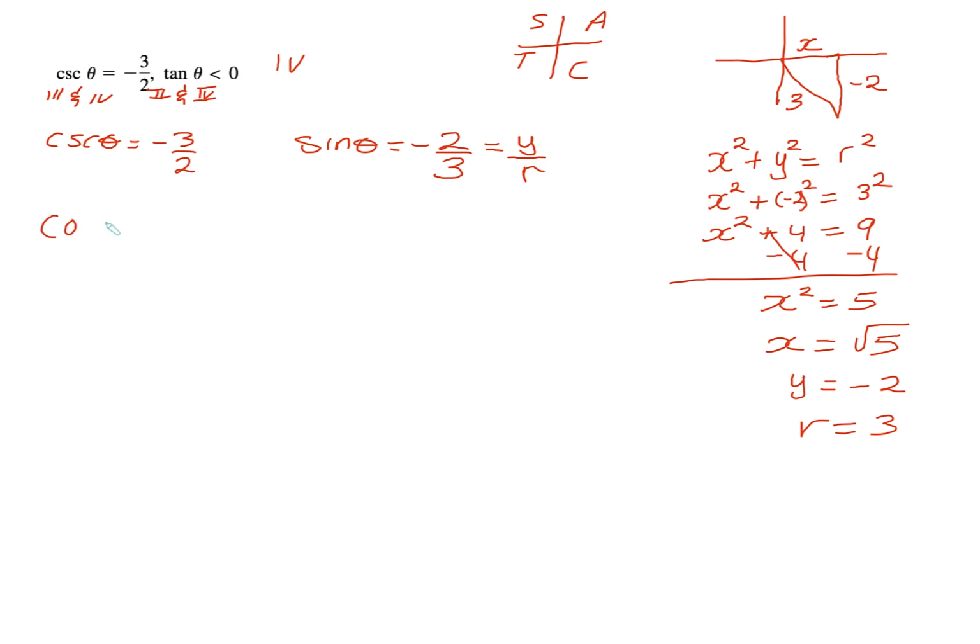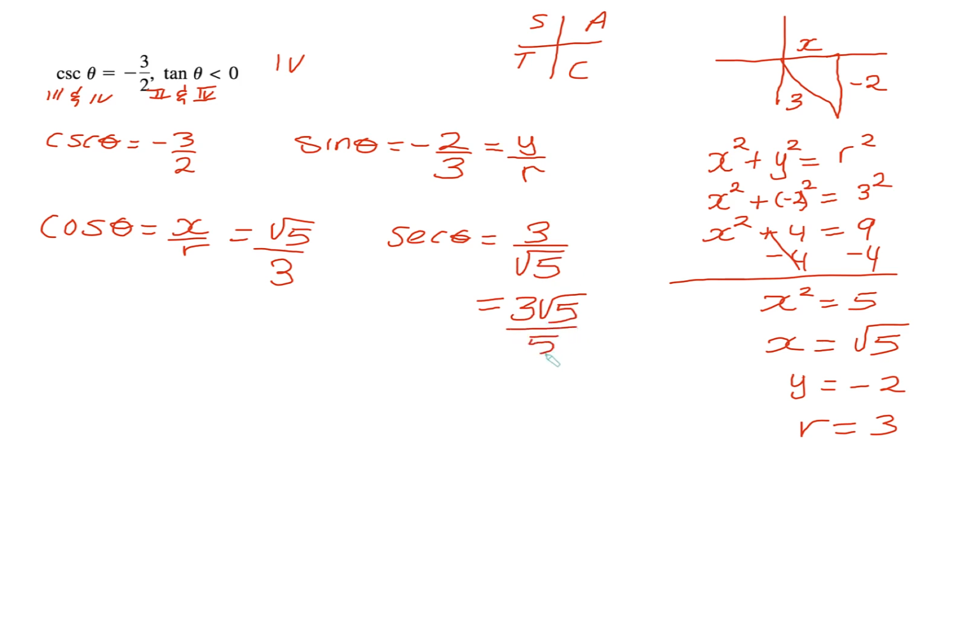So let's find cosine. Now I know cosine is x over r, so that would be square root 5 over 3. Because remember, over here, cosine is positive. I can find secant theta, which will be the reciprocal. That would be 3 over radical 5. But remember, when I rationalize, it's going to be 3 radical 5 over 5.